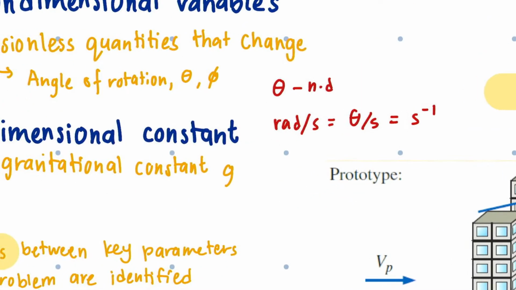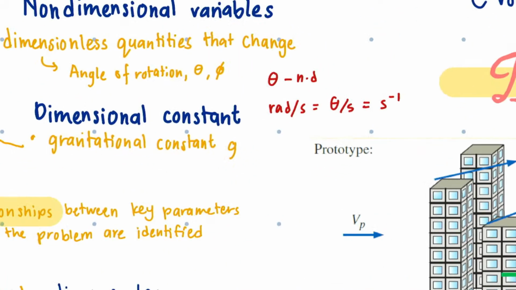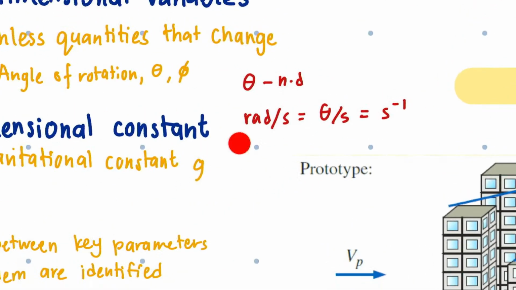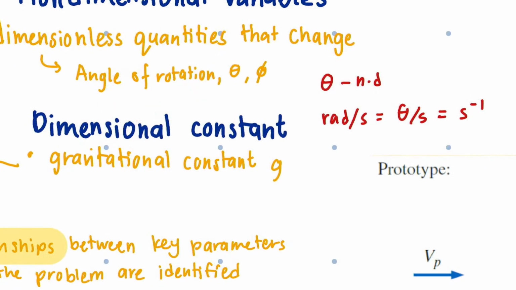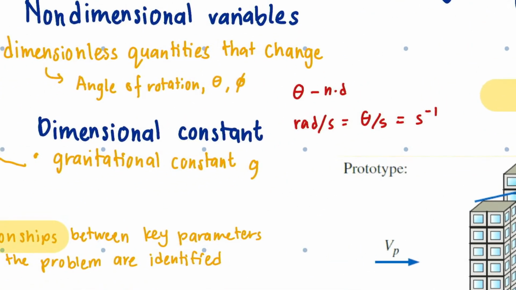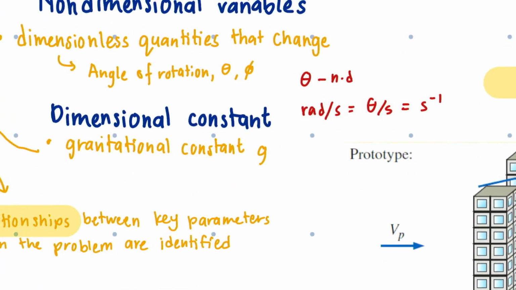So for now, that is the unit, if you guys have been wondering, because one of my friends asked me about the units here. So radian per second: radian is not a unit, radian is theta. Theta does not have any dimension. It is just an indication of the circle unit. And then we have a dimensional constant, which is g.